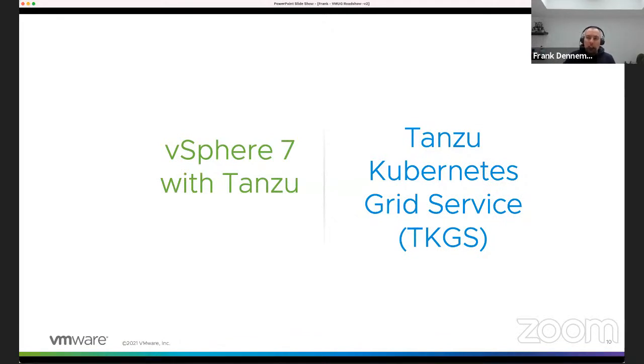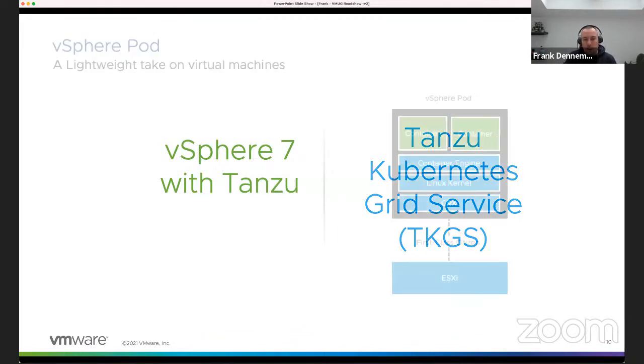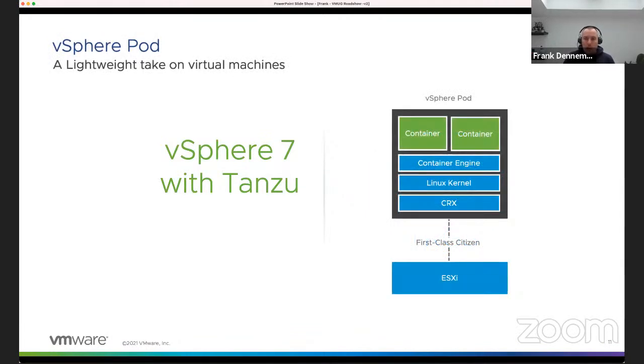And TKGS is the functionality, the product that we're mostly talking about during this roadshow. But let's take a brief moment to go over that native construct offered by vSphere 7 with Tanzu. And that is called a vSphere pod. A container by itself is actually just a collection of processes. So in order to run a process, you need to have an operating system. Now you can run containers on a Microsoft operating system, but the majority of containers in our world actually run on a Linux operating system.